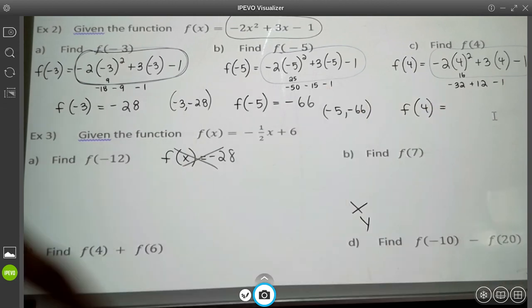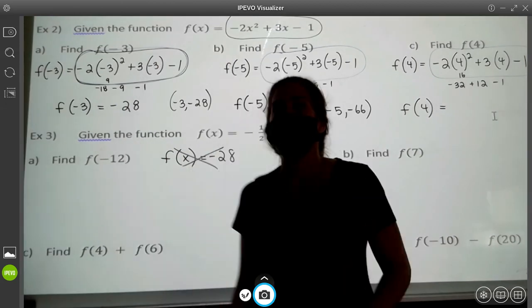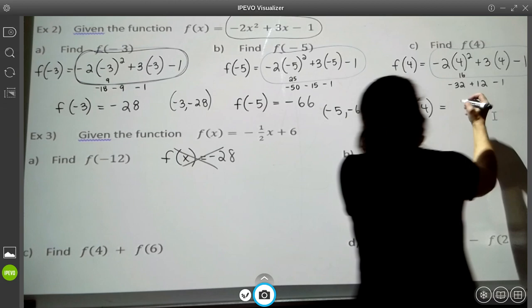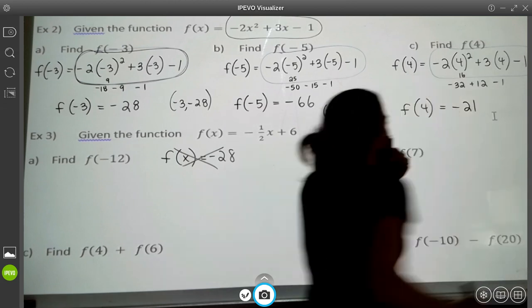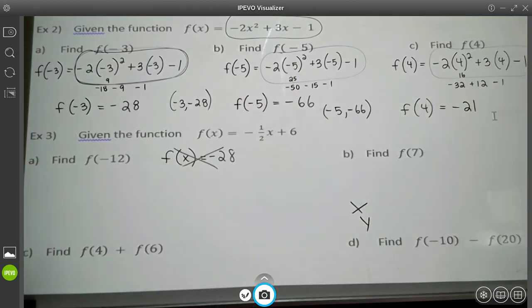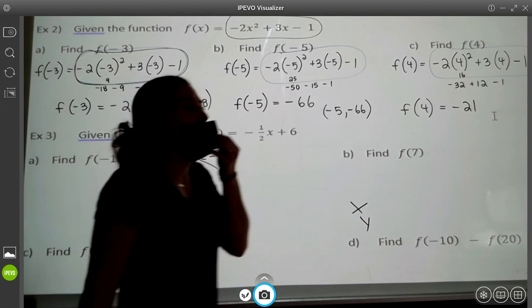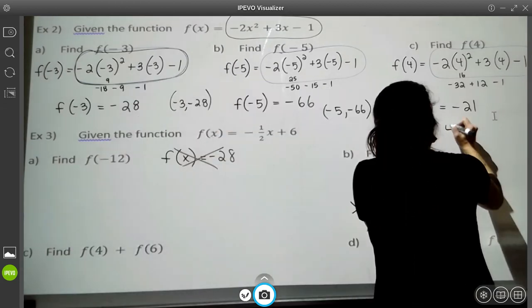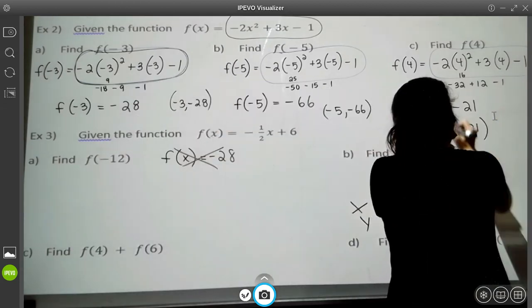Give it to me, Mackenzie. What'd you get? -21. I got, anybody here get -21? Yes, we're good. -21. If you go to function F and plug in a 4, you will get a -21 to come out. All right, so 4 went in, -21 came out.